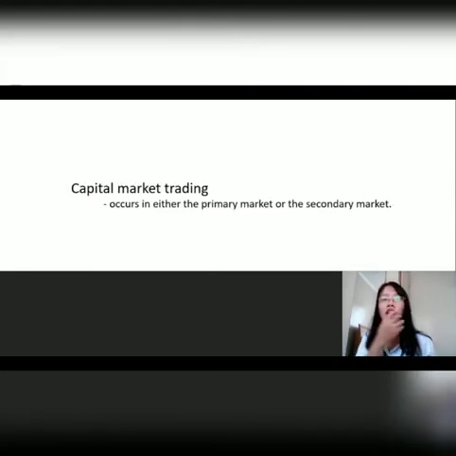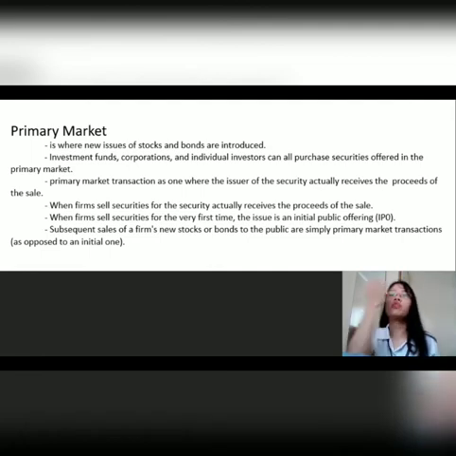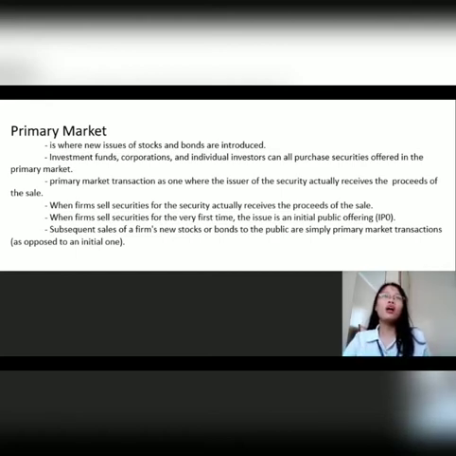Next is the capital market trade, which consists of the primary market and the secondary market. Let's proceed to the primary market. The primary market is where new issues of stocks and bonds are introduced. Again, new issues of stocks and bonds. The primary market is where securities are sold directly from the issuer to investors. Investment funds, corporations, and individual investors can all purchase securities offered in the primary market.